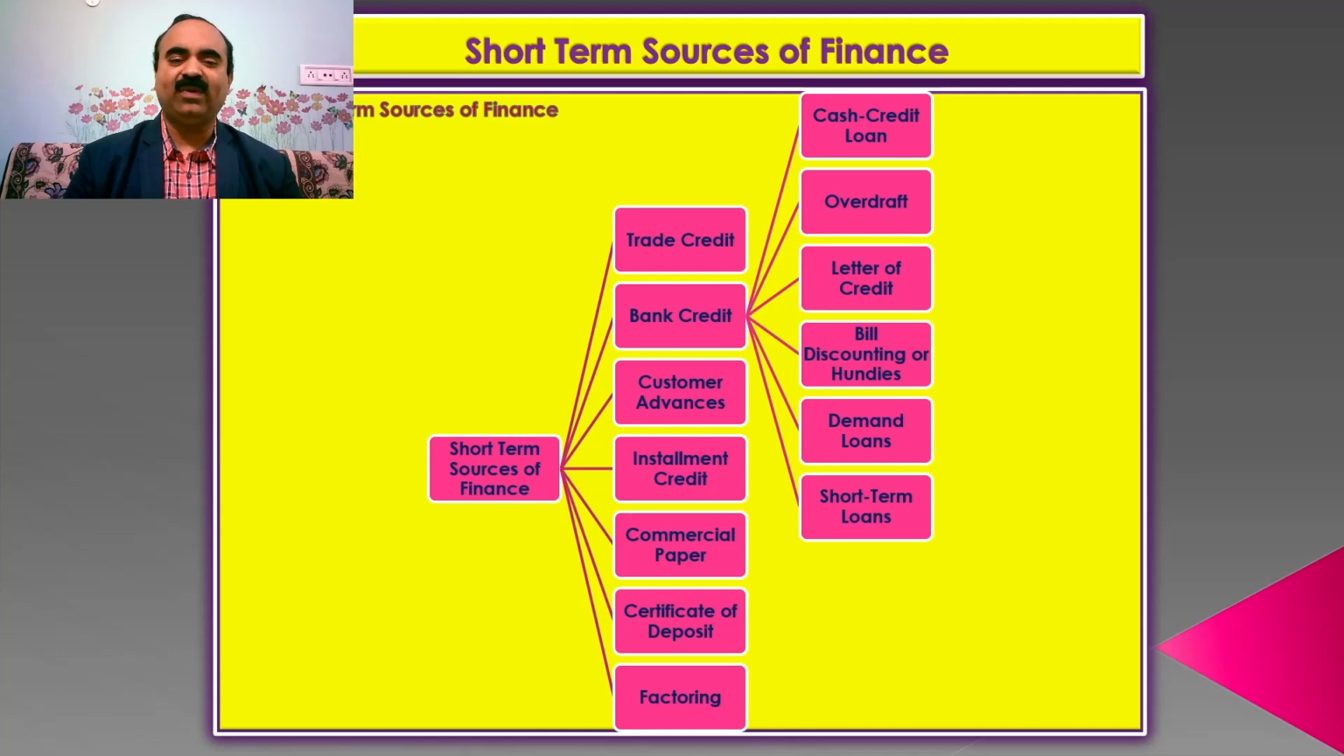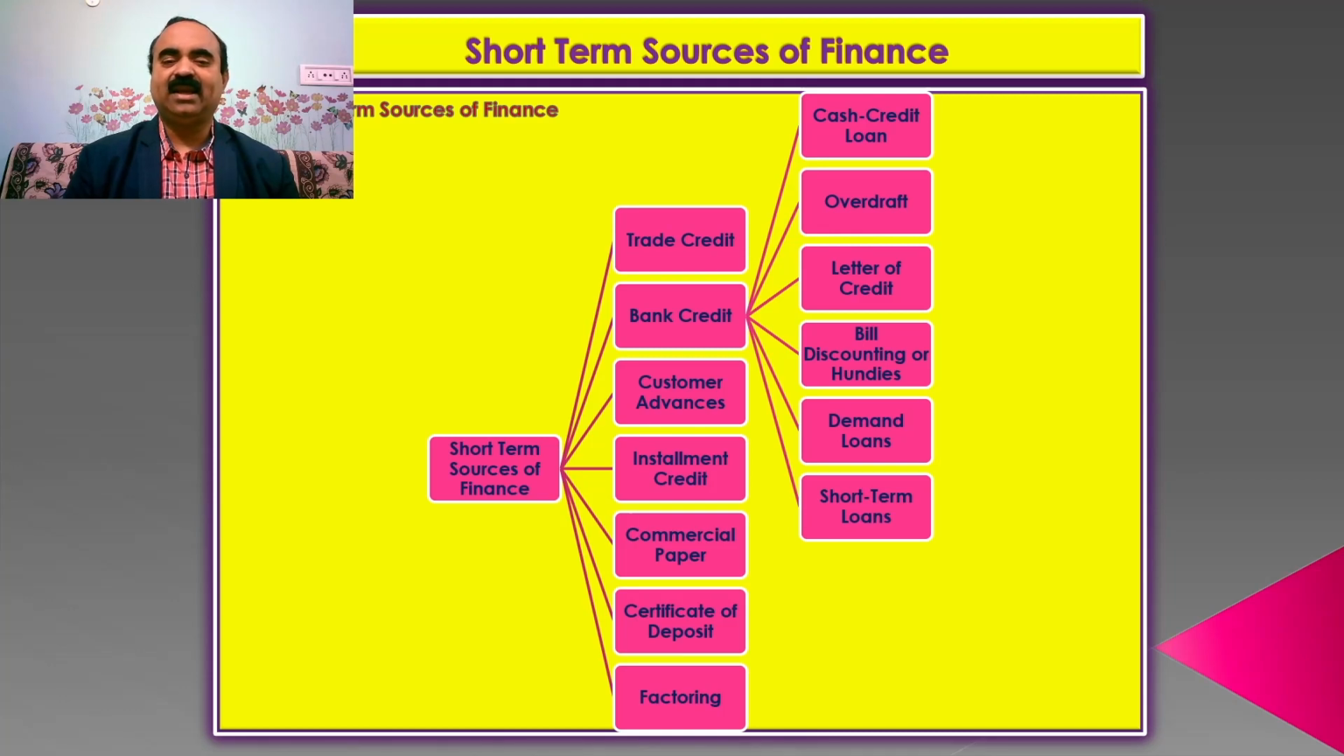Short-term sources of finance can be divided into 7 types. They are 1. Trade credit, 2. Bank credit, 3. Customer advances, 4. Installment credit, 5. Commercial paper, 6. Certificate of deposit, and 7. Factoring.